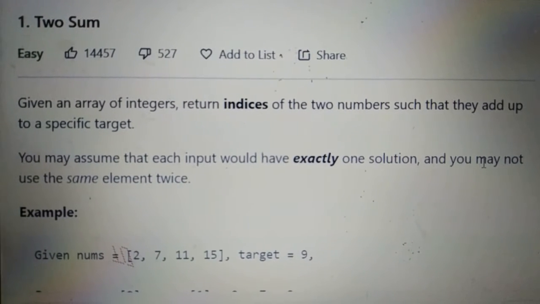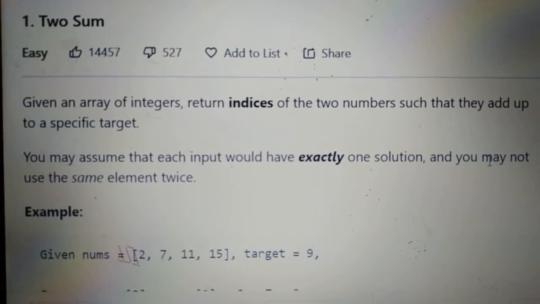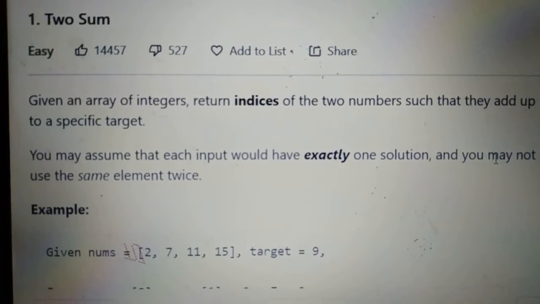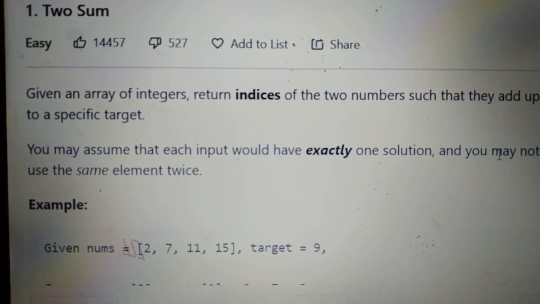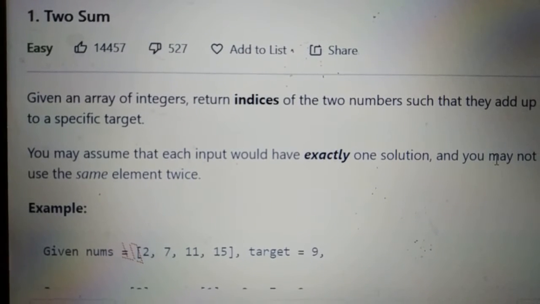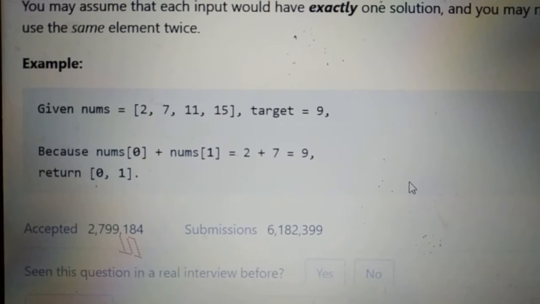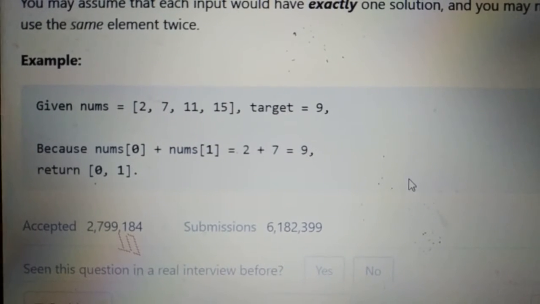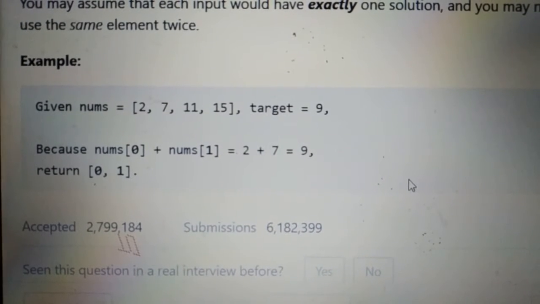I will read the question aloud. Given an array of integers, return indices of the two numbers such that they add up to a specific target. You may assume that each input would have exactly one solution, and you may not use the same element twice. So here is the given example. Nums is an array for which a target is given. We will see the question in detail in my notebook.